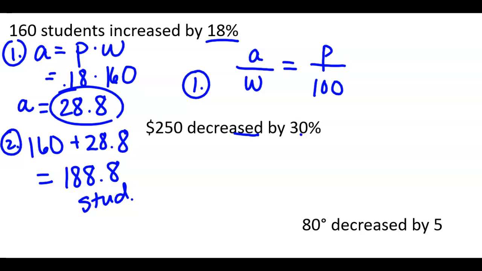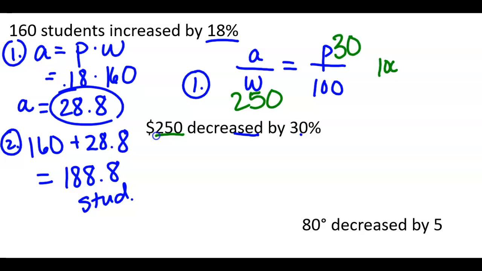We'll do one this way so we can see how it works. All right, so the $250 is my whole. Decreased by 30%, so 30 would go here. And I'm going to cross multiply to get my A, right? So finish that work with me.